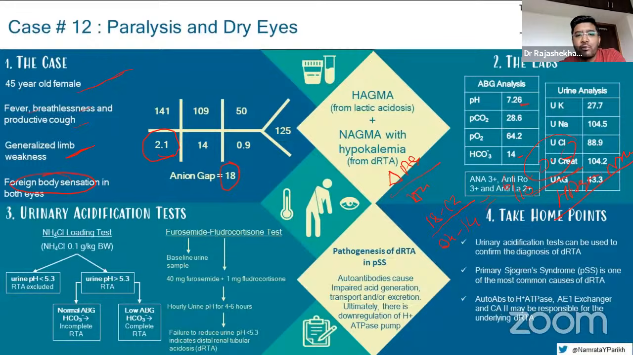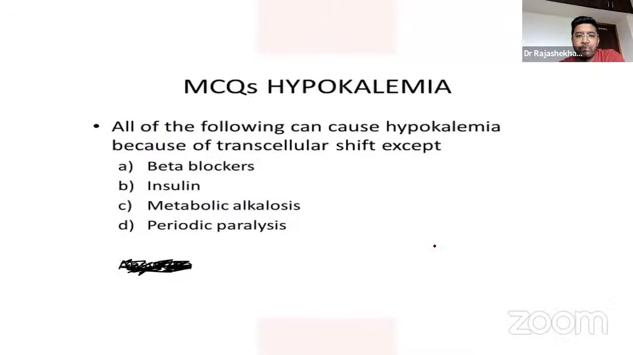So in this particular patient, on further evaluation, she was found to have an ANA of 3 plus and anti-Ro/La being positive, and her urinary potassium excretion is also very high. So this patient was ultimately diagnosed as Sjogren syndrome, presenting with distal renal tubular acidosis with hypokalemia.